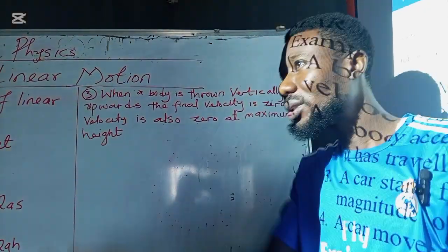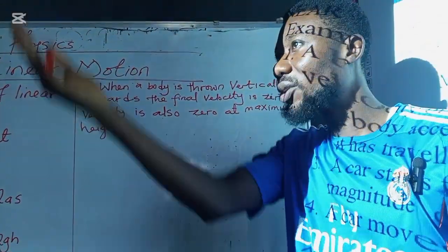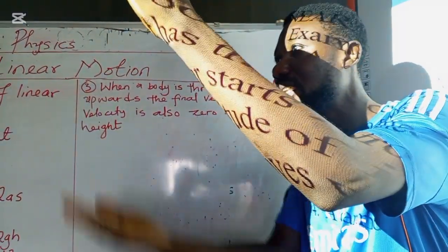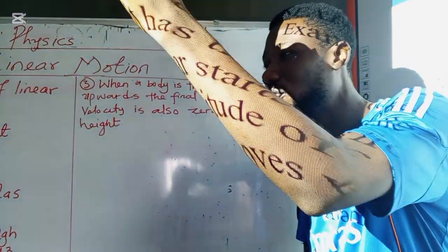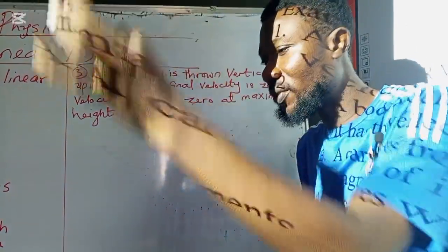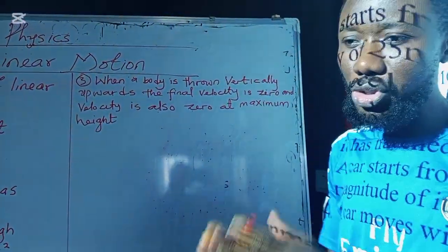So when I throw this, it's going with a velocity. But when it comes to this point, it came with initial velocity. When it comes to this point, before falling, the final velocity here is regarded as zero before it starts falling down. Now let's go straight to the questions we have on the board.